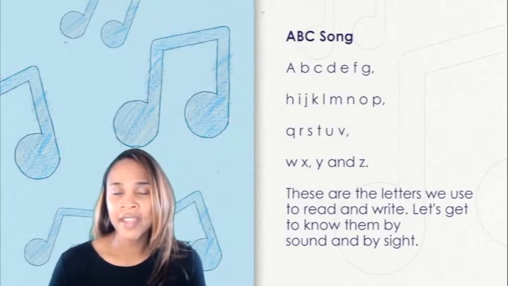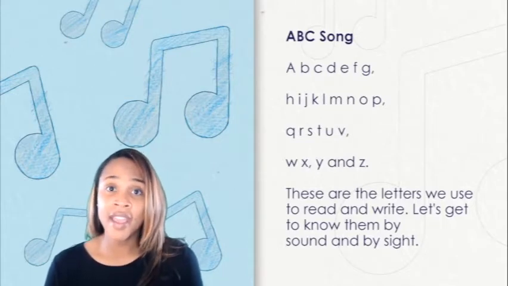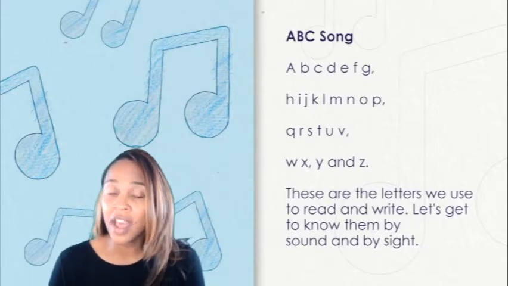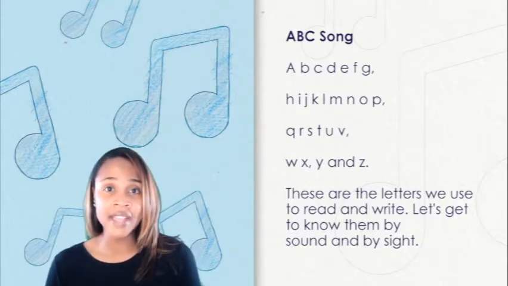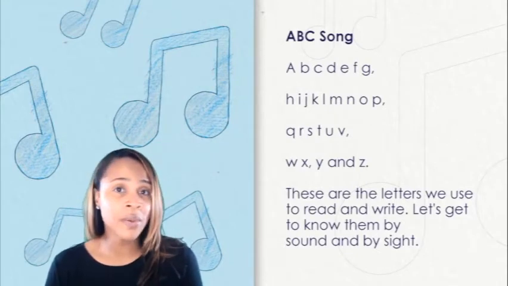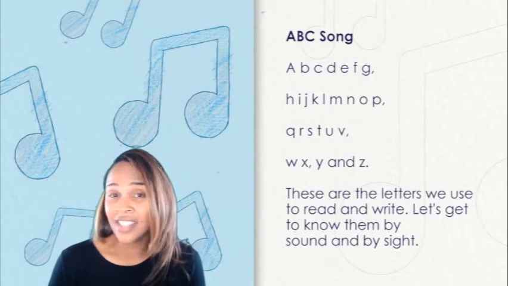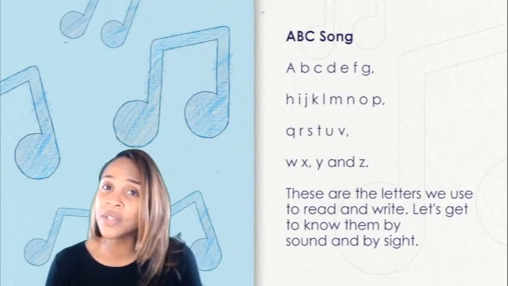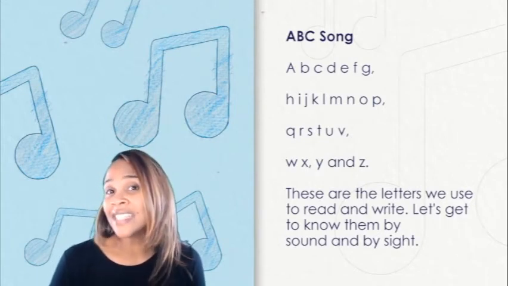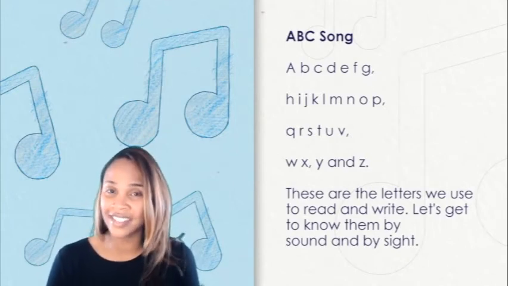A, B, C, D, E, F, G, H, I, J, K, L, M, N, O, P, Q, R, S, T, U, V, W, X, Y, and Z. These are the letters we used to read and write. Let's get to know them by sound and by sight.